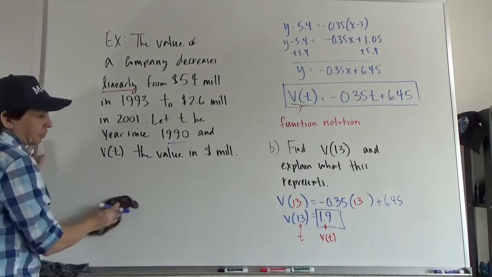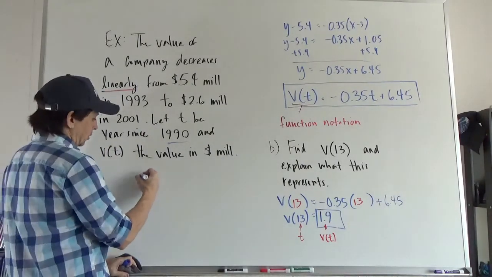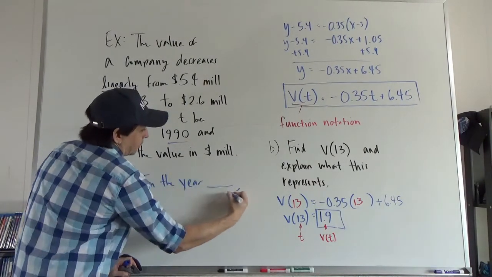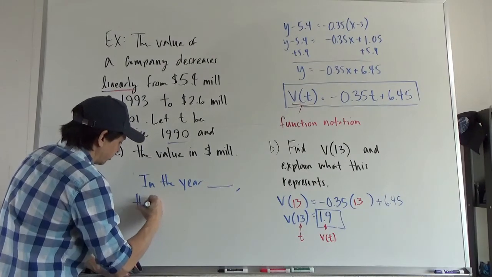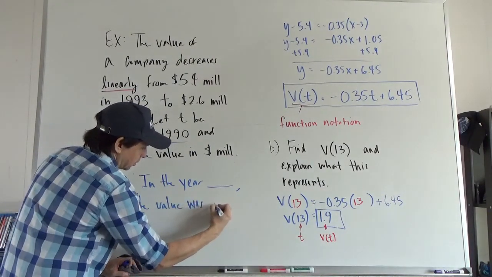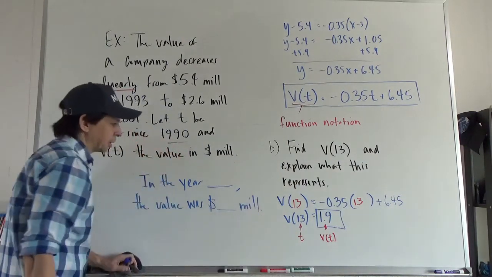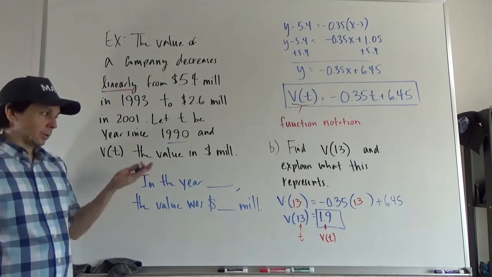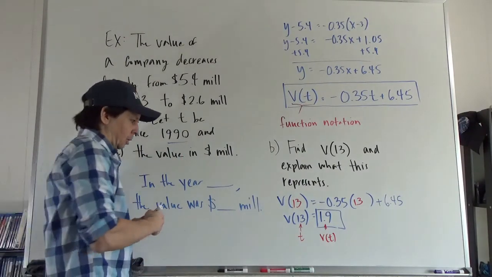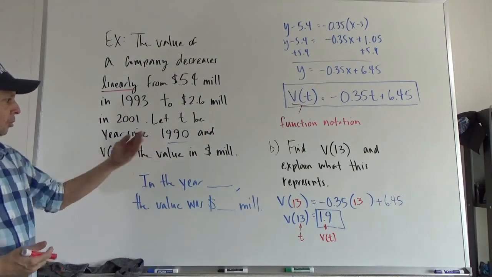So the same explanation as you did in other problems in the last exam. There's a year involved, so in the year blank, and then there's a value of a company. The company was valued at blank $1 million. Something to that effect. I don't need complete sentences. I just want you to make sure you somehow explain the 13 and the 1.9. And not tell me the year is 13 or 13 years. We've got to convert it to a year.